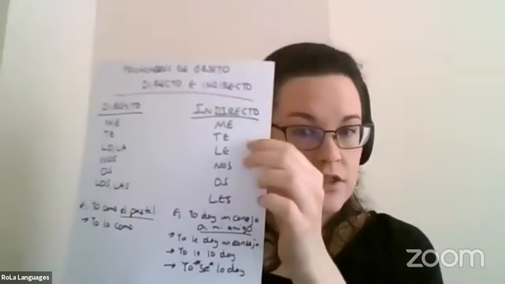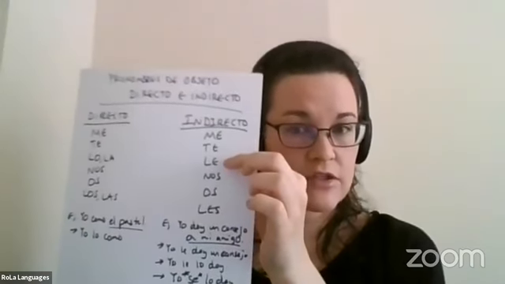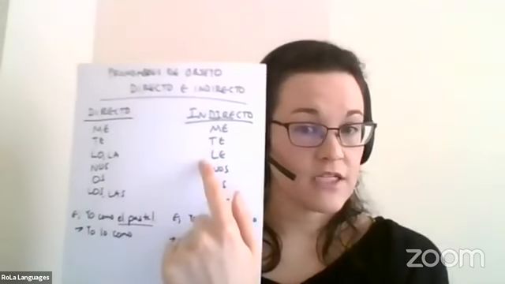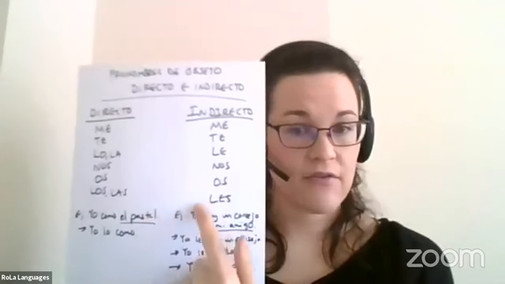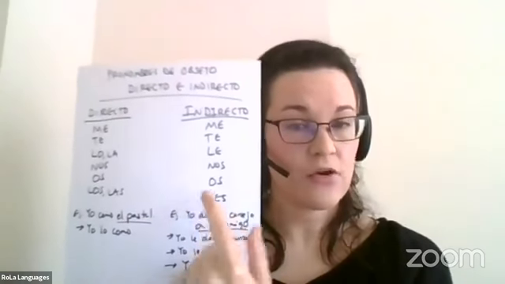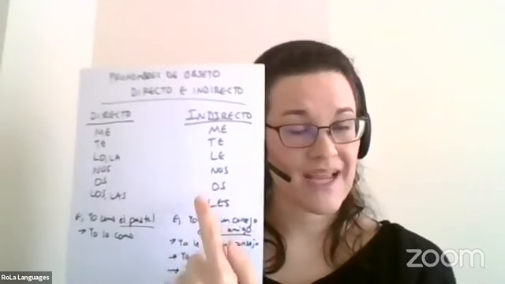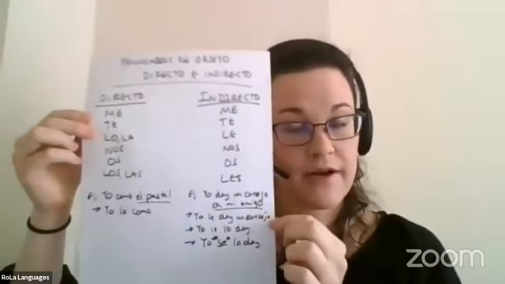So as we can see, there's two distinctions between the indirect and the direct. With the direct ones, we have lo and la, but for indirect, it's le. And for the plurals, we have los and las, and for indirect it's les. But otherwise, the other four are shared between me, te, nos, and os. Okay. So now, how do we work with our indirect object pronouns?